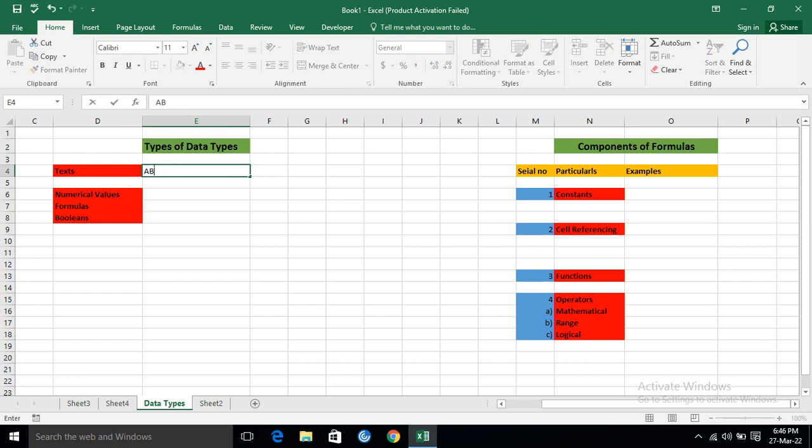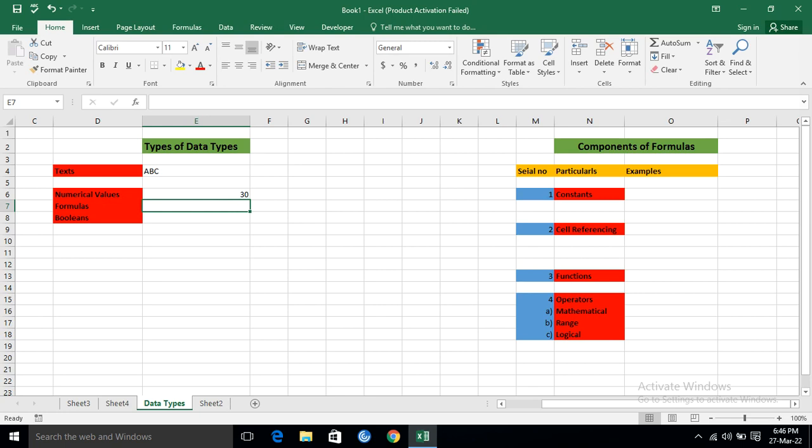Text are by default left aligned. For example, see it is being left aligned by default. Numerical are by default right aligned. So if we type, for example, this number, see this is being right aligned by default.